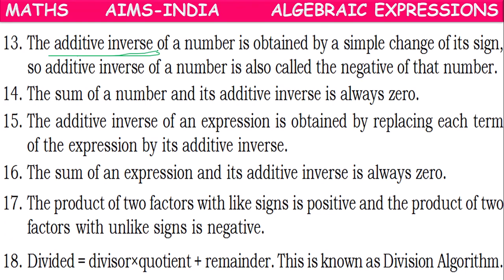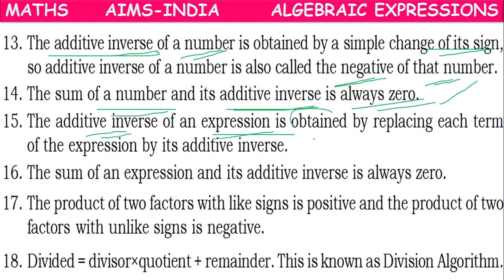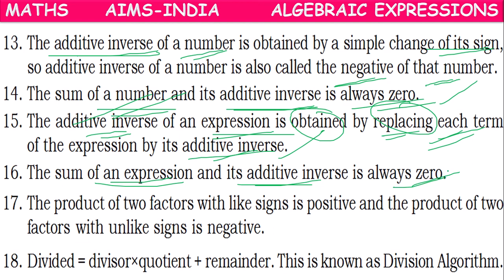Next one, how to get the additive inverse. The additive inverse of a number we get by simply changing its sign, or the additive inverse is called the negative of that number. So, the sum of a number and its additive inverse is always 0. The additive inverse of an expression is obtained by replacing each term by its additive inverse, or by changing each term's sign. So, the sum of an expression and its additive inverse is always 0.